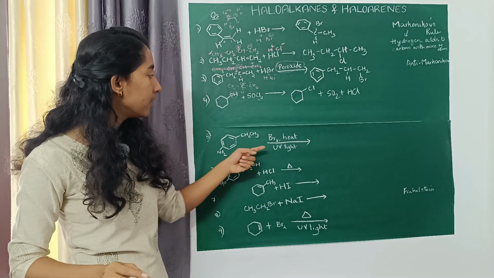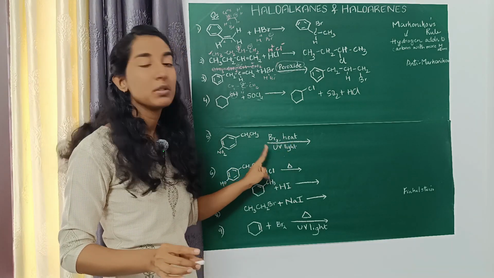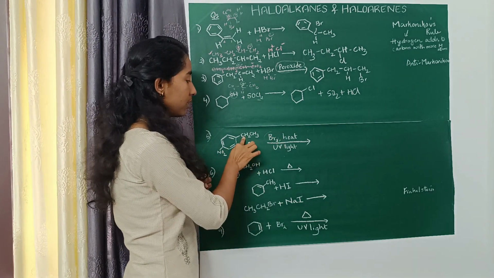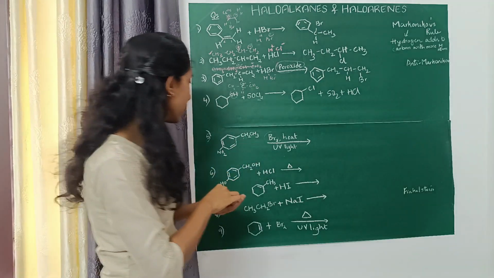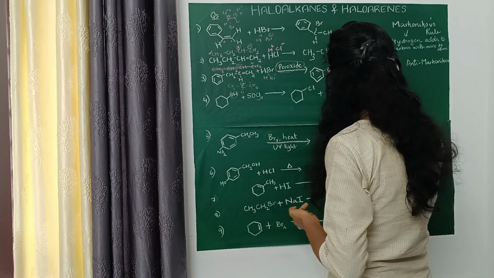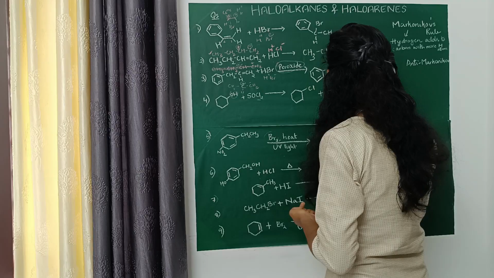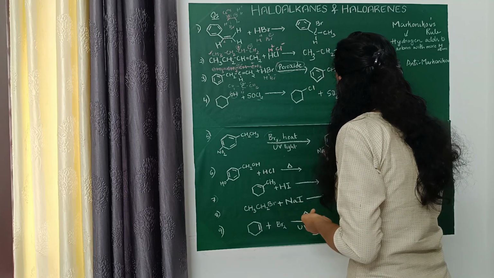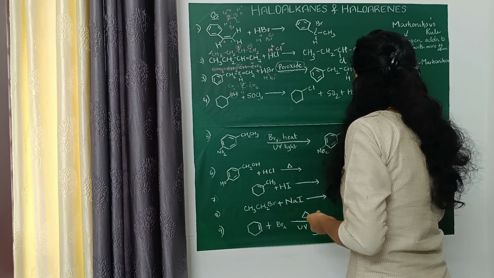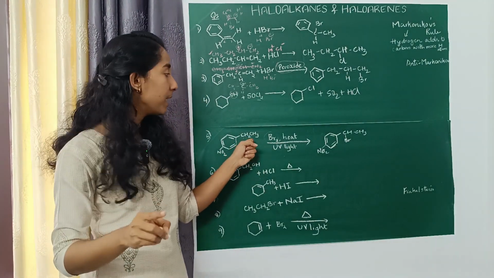So here this molecule reacts with bromine and you give heat and UV light. So this follows a free radical mechanism. Okay. So you incorporate this Br2 in this position. CH2 attached just Br. So in this case, this hydrogen will be replaced by bromine.